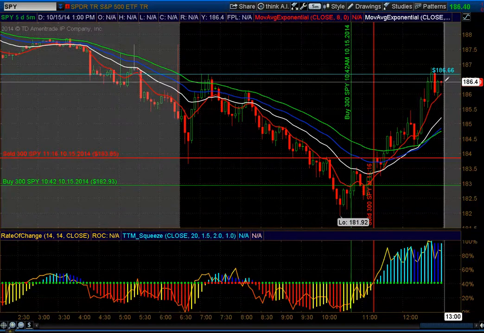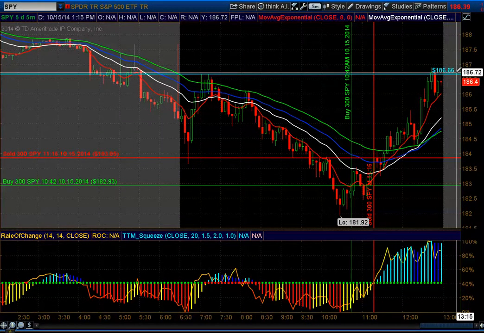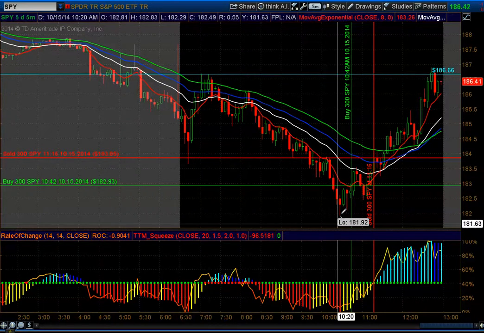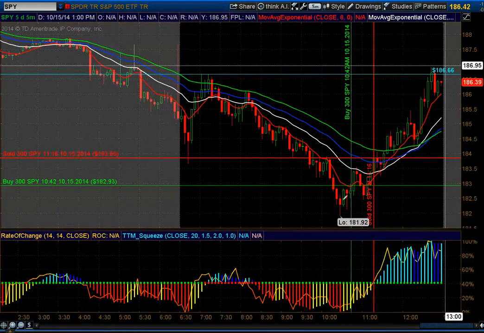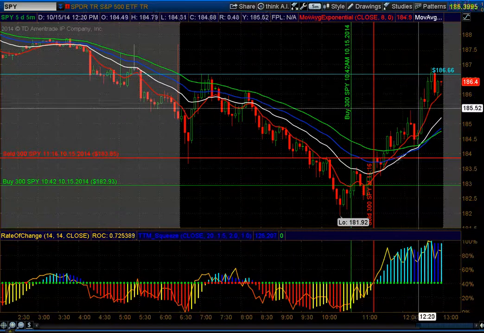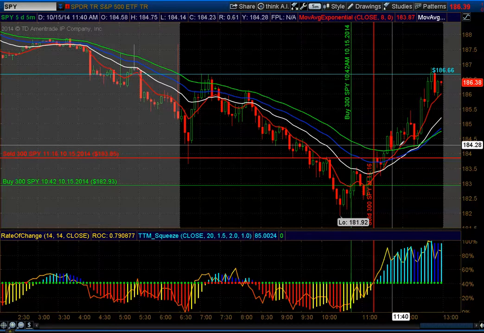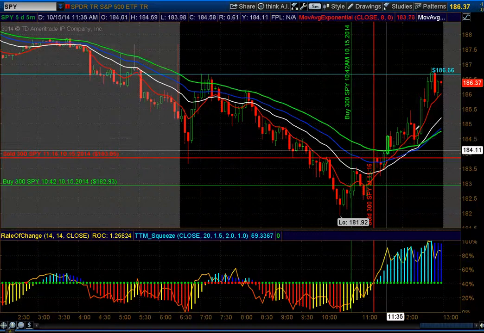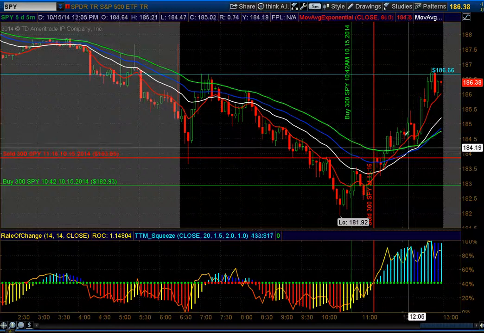Now we only have a few minutes to go. It may not go through this resistance right here, but it did have a wonderful run all the way from roughly 182 to 186 plus. That's 4 points. Of course, if we had the whole run, it would have been $1,200. But I should have gotten a lot more by paying attention to the moving averages and the cross of price above all of the moving averages. So that's a wonderful opportunity in this area right here.